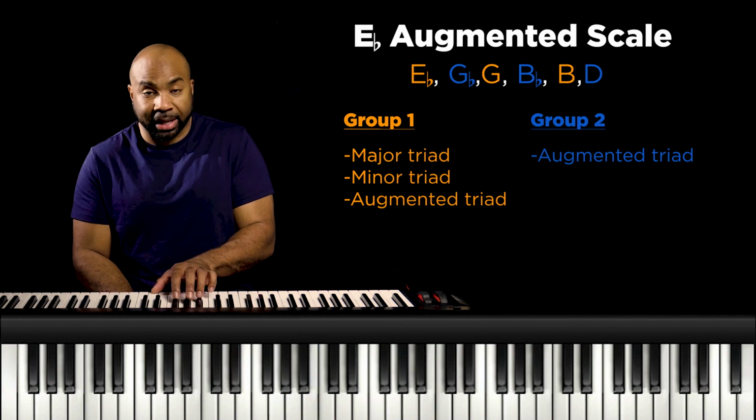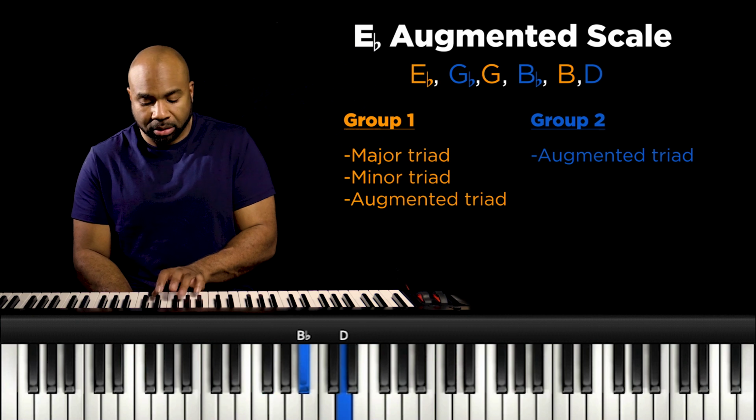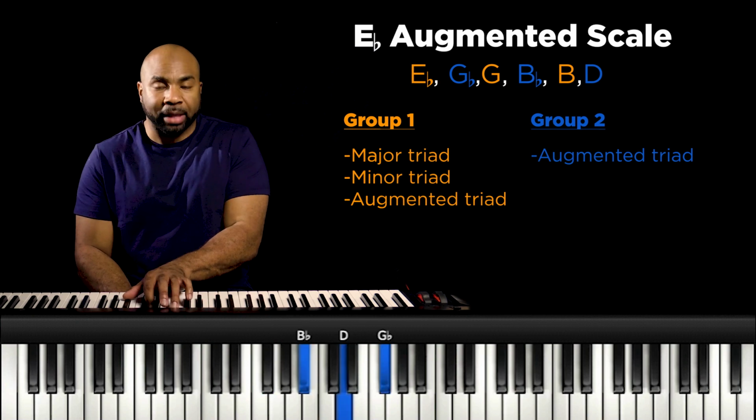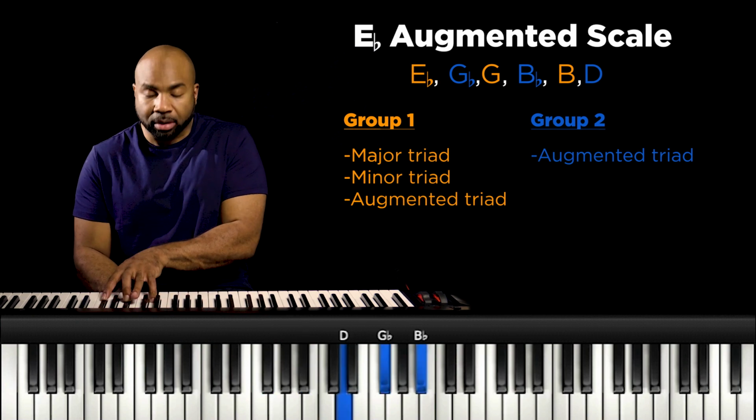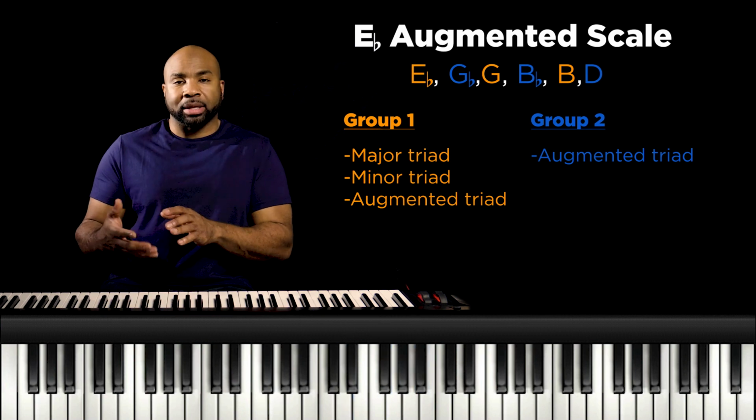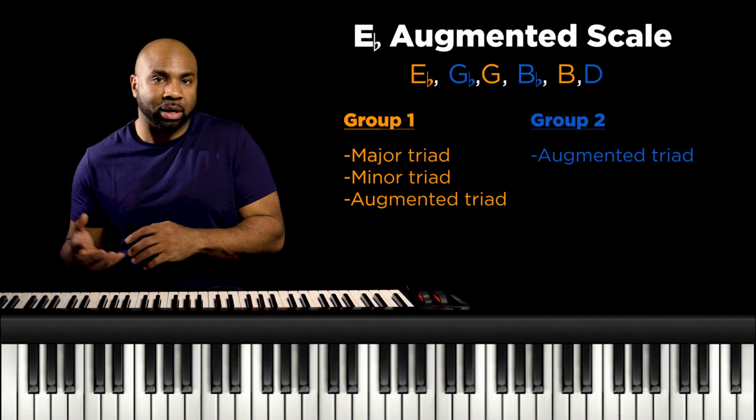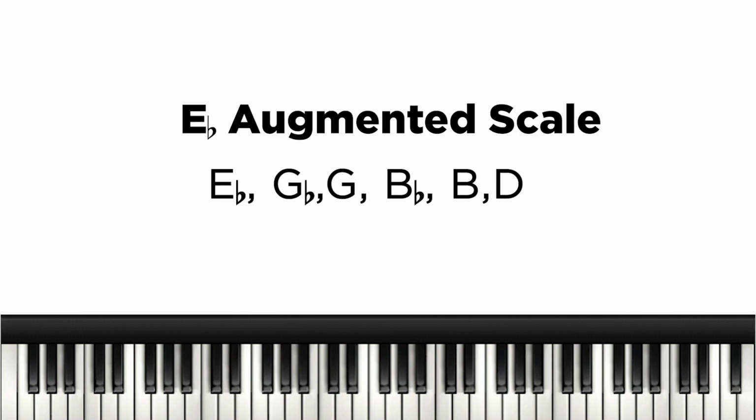All of these, the last 3 are just augmented: G flat, F sharp augmented, B flat augmented, and D augmented. So now with that understanding, we can see where our major and our minor chords would actually land. There are 2 more ways of looking at the augmented scale.